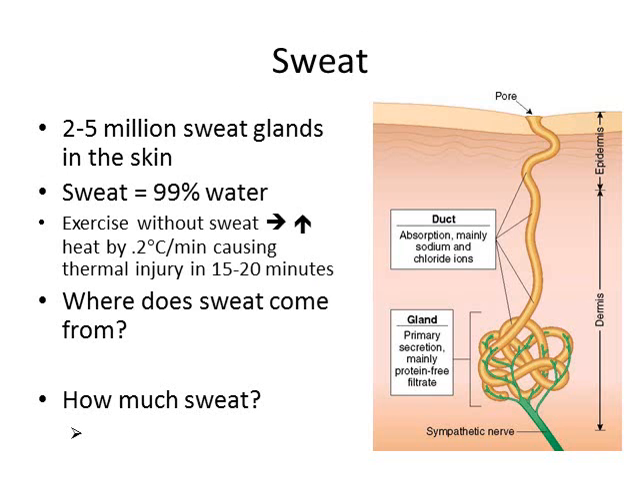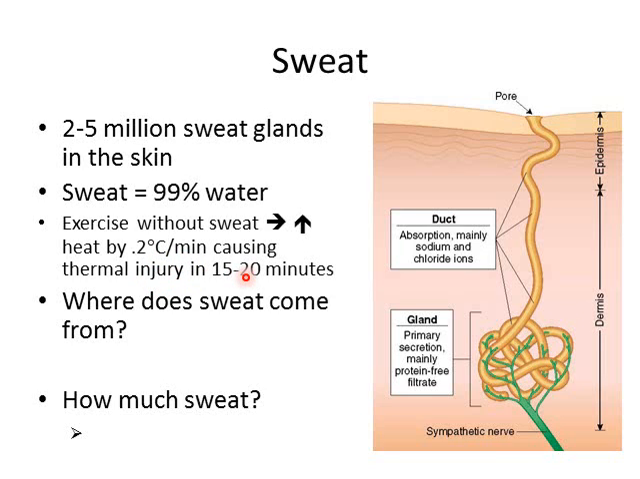As I've talked about before, and as a few of us got to see at the conference we went to up in Orange County, the human sweating system is far above and beyond any other animal. Humans have somewhere around 2 to 5 million sweat glands in the skin, and sweat is 99% water. But if somebody's exercising without sweat, we see an increase in heat production, an increase in body temperature of about 2 degrees Celsius per minute, leading to actual thermal injury in 15 to 20 minutes of exercise.